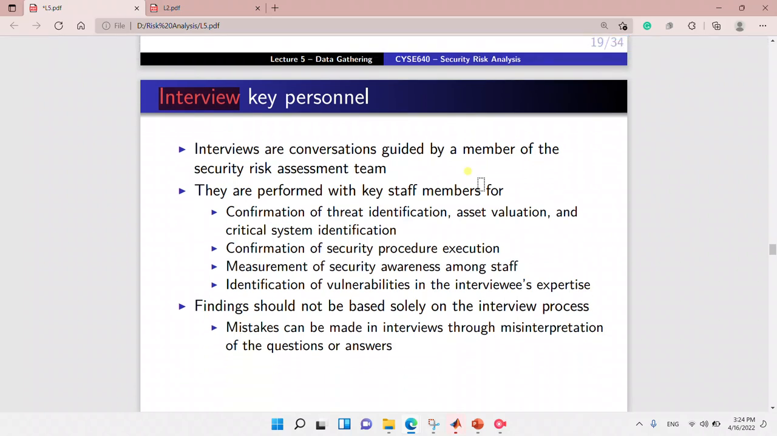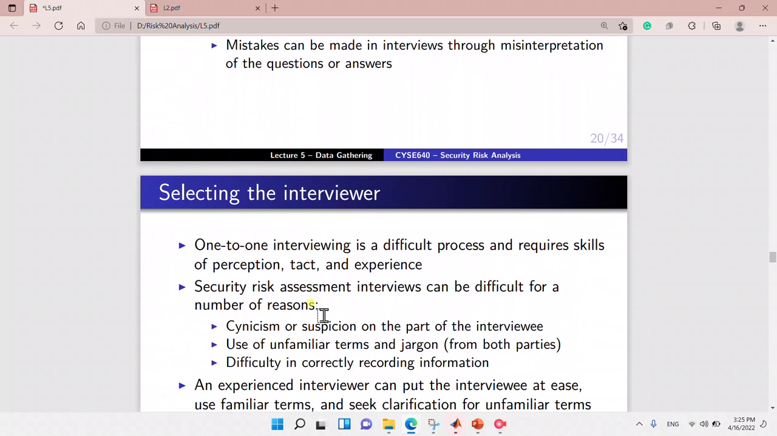Now we have the interview. The interview needs skill, and it is conducted with key staff members. It has confirmation of threat identification, asset valuation and critical system identification, security procedure execution, security awareness among staff, and vulnerabilities in the interviewee's expertise. It should not be based solely on the interview process. Mistakes can be made. Okay, makes sense.